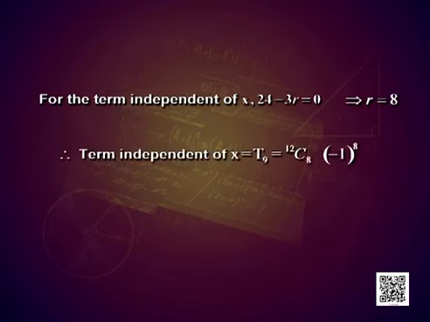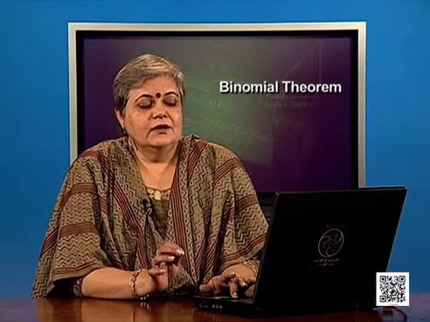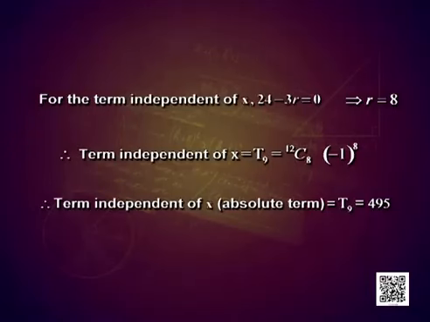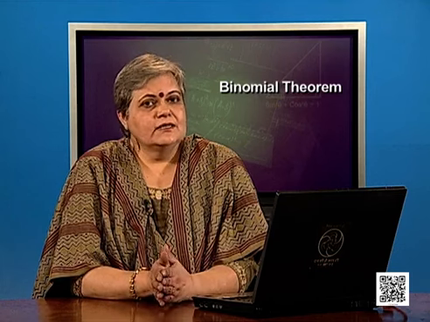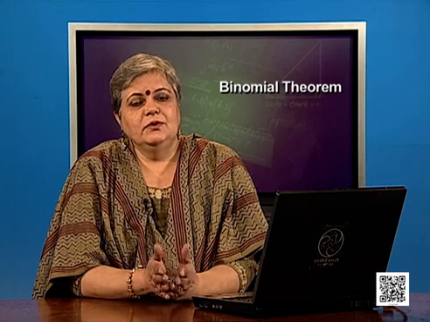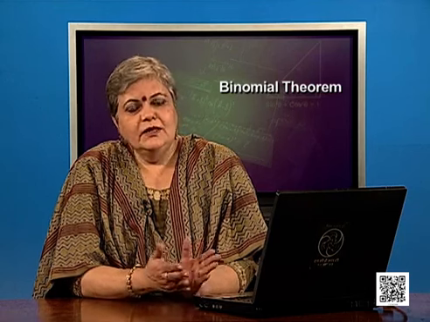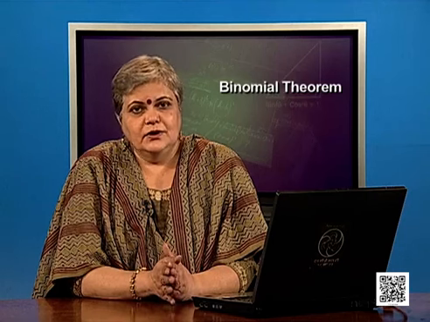So, the term independent of x, position wise, will be the 9th term, but we have to get the value of it, and that will be nothing but 12C8 into negative 1 raised to the power 8. So, I have an even power, and therefore, the term would reduce down to be a positive term. In numerical value, it is the same as 495. Sometimes certain authors, certain textbooks also call the term independent of x the absolute term. So, you may be asked to find the absolute term, but typically this is exactly what you would be doing.